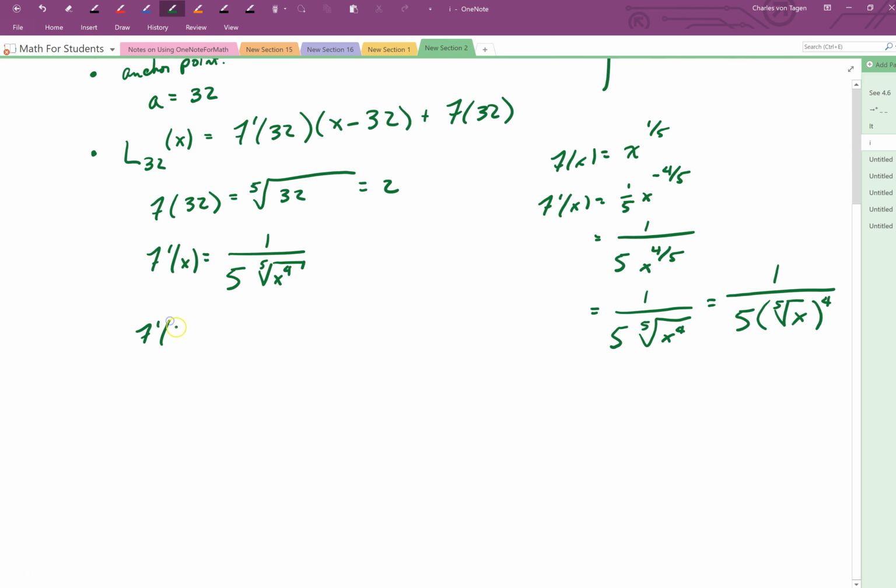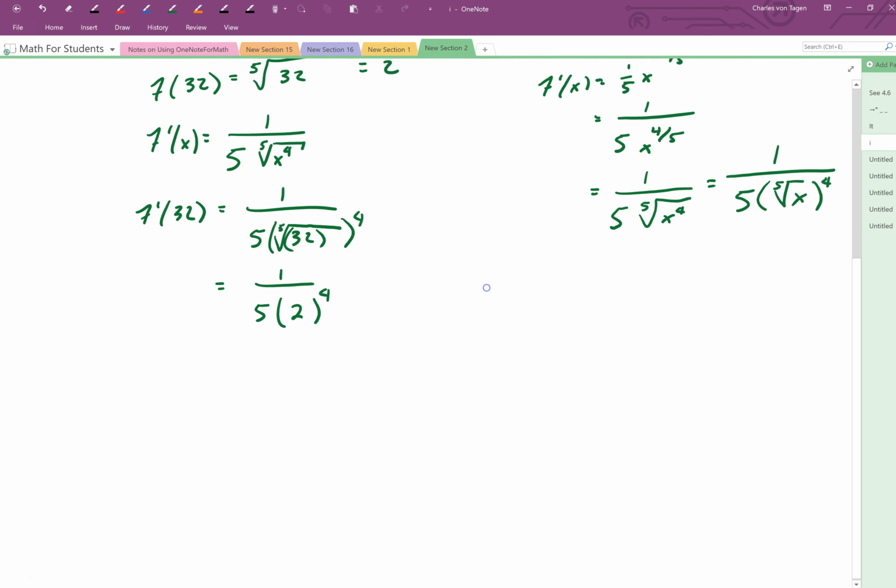So we get that f prime of 32 is equal to 1 over 5 times the fifth root of 32, all to the fourth power. So that's 1 over 5. The fifth root of 32 is 2, so we're left with 2 to the fourth power. 2 to the fourth power is 16, and so we get 1 over 80.